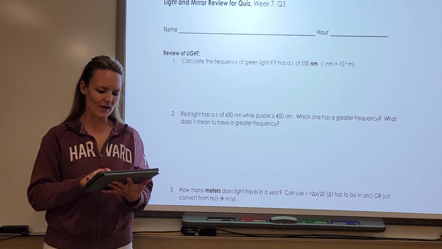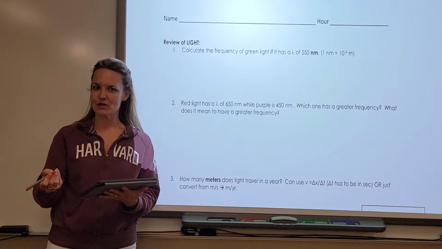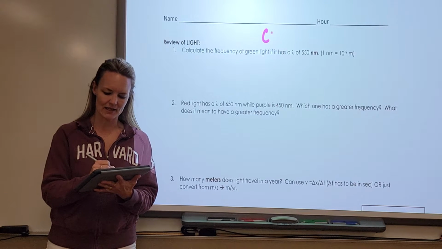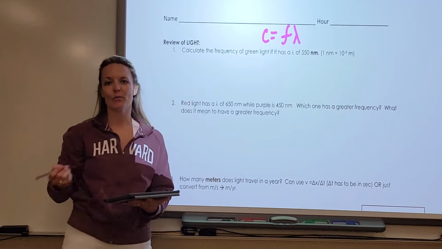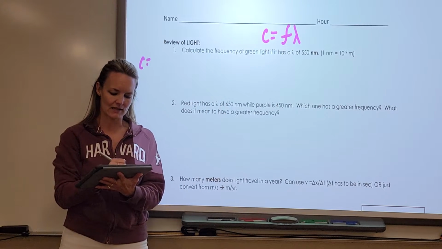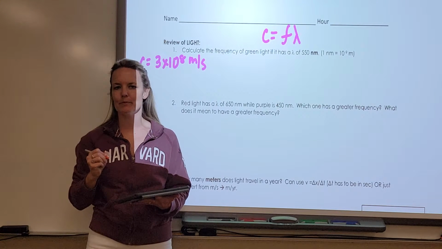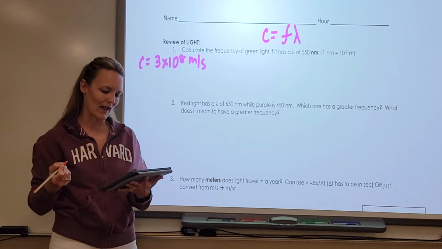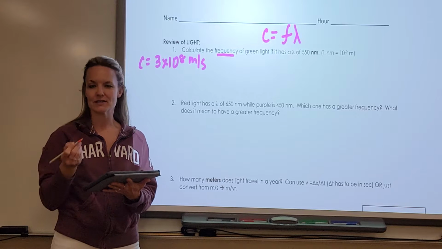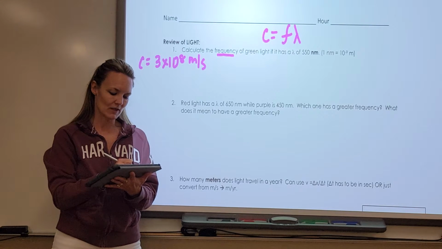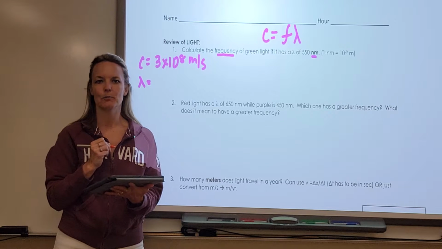Okay, so just a quick review of light to start. The equation that we're using for light is C equals frequency times wavelength. C is the variable for the speed of light. So C is our 3 times 10 to the 8th meters per second, and that's on your equation sheet if you have forgotten it. In order to calculate frequency, you need to have both C, which we do, and the wavelength, but the wavelength has to be in meters.